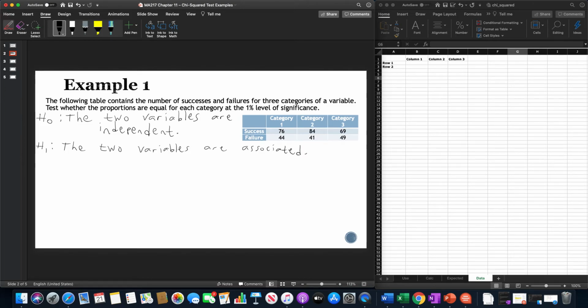Meaning, to use what they have on here about the proportions being equal, the null hypothesis would be that they are not equal, while the alternative is that they are equal.